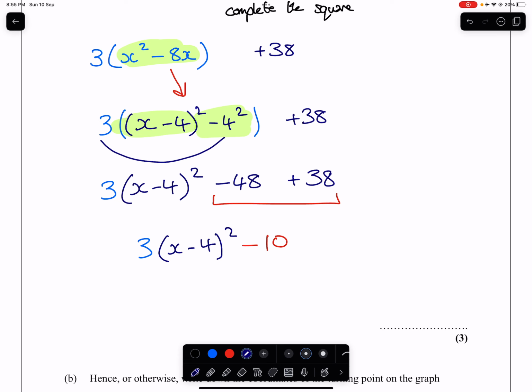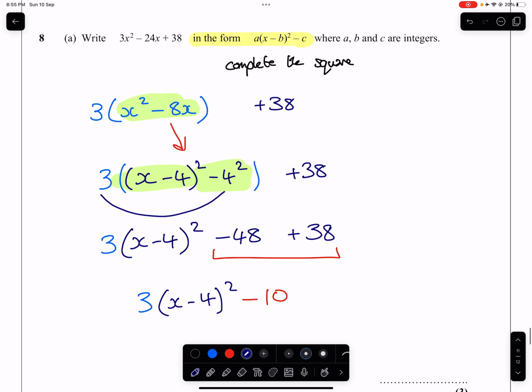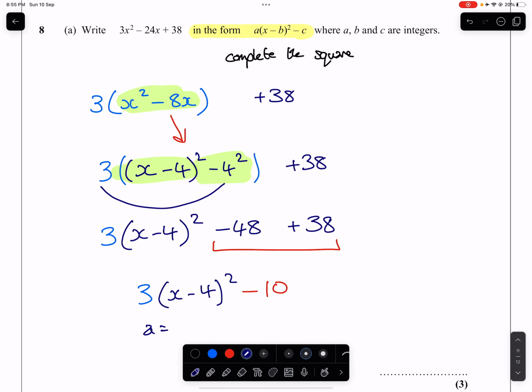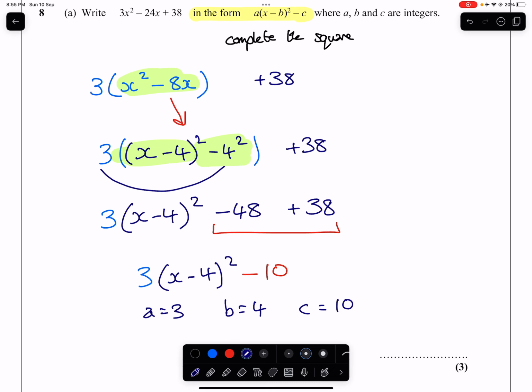So we have a 3 that's in front of this x minus 4 all squared, take away 10. Just to clarify, a being 3, b is 4 because it's already got a negative. So b would be 4. And c technically would be 10. It doesn't ask us to code those, but I'm just doing that anyway.